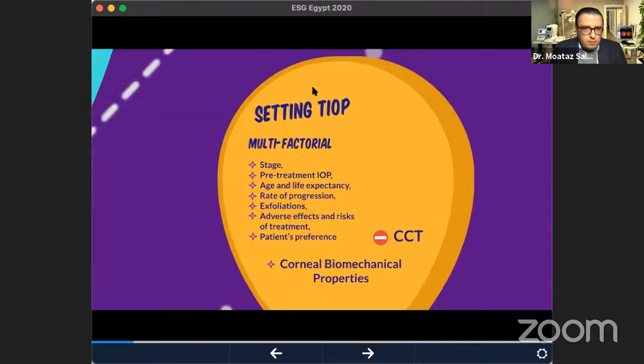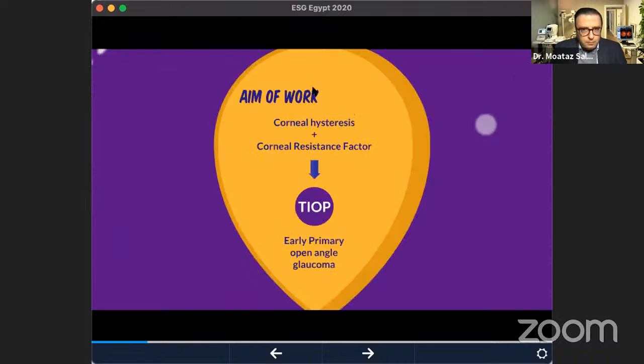Setting target IOP is a multifactorial process, but recently it doesn't depend only on central corneal thickness; the corneal biomechanical properties have a significant role. So in our study we aimed to use the corneal hysteresis and corneal resistance factor in target intraocular pressure estimation in patients with early primary open-angle glaucoma.